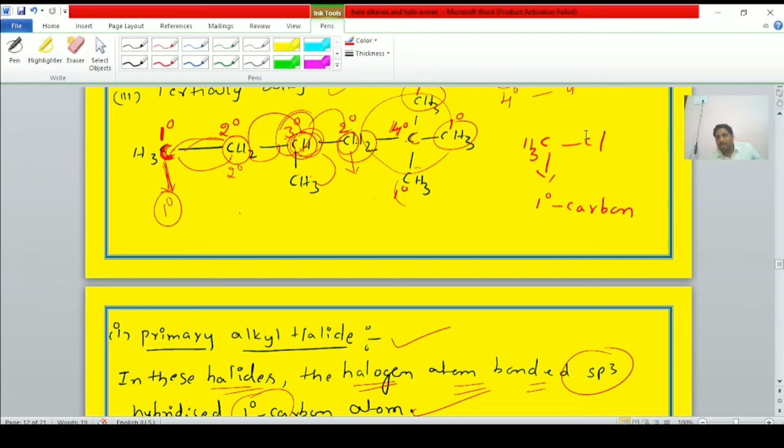You can observe, student, here already given, that is CH3Cl, which is this type of alkyl halide. This carbon atom is a primary carbon atom. It is not bonded to any other carbon atom, but it is a primary carbon atom. Clear student? Right. Next one.